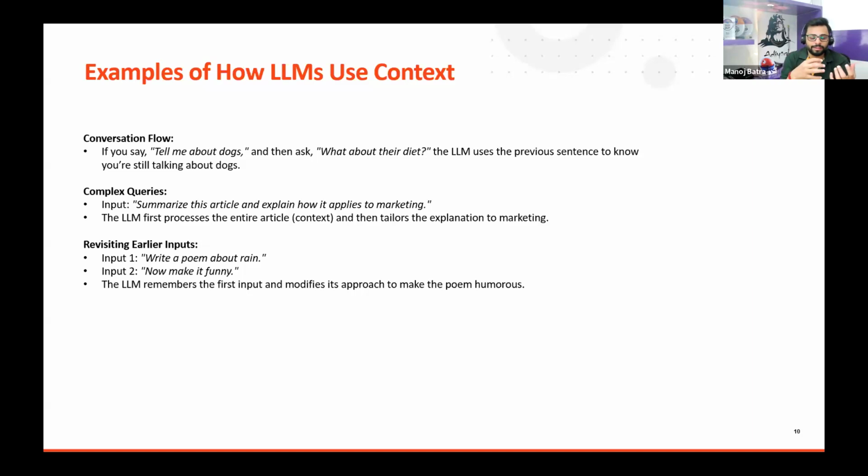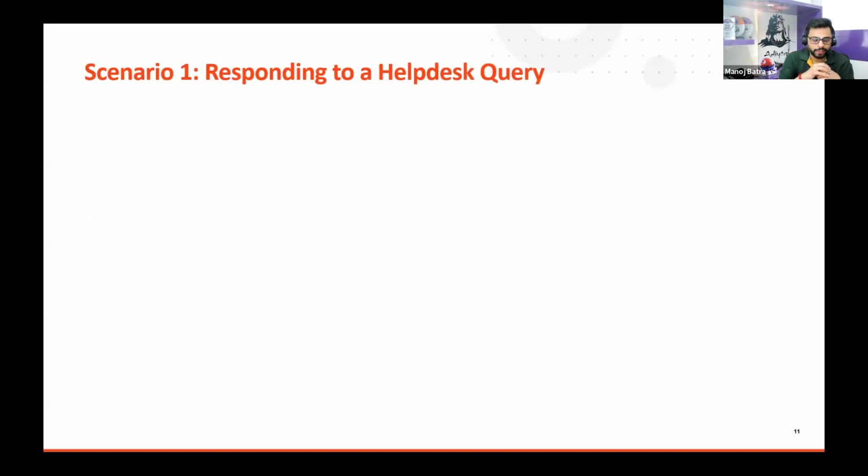Context is a very simple thing. It's just that you pass what you are talking about, what sentence actually makes sense to that GPT model. I can give you a few more examples. Let's take a scenario here. Let me move to the next slide.